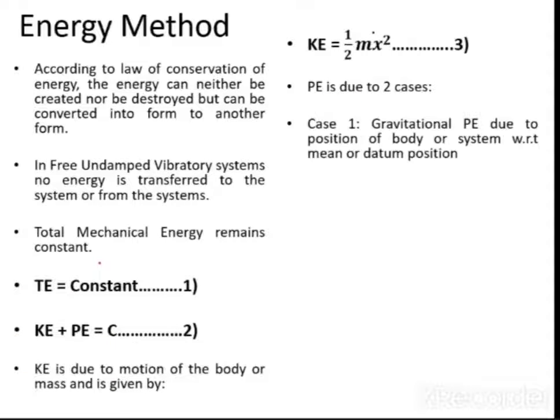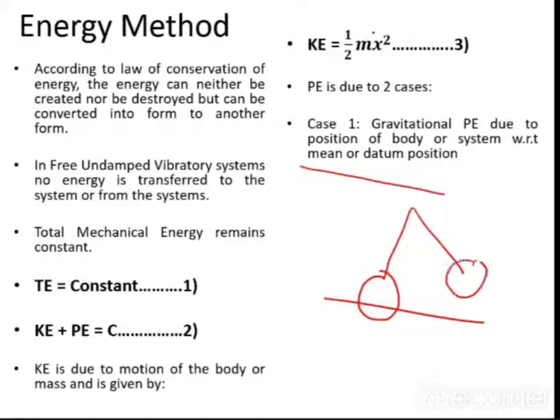What are the two cases? The first is gravitational potential energy due to the position of a body or system with respect to the mean or the datum position. For example, this is the datum position. This is the simple pendulum. Let us say this is the extreme position. So from the extreme position to this datum position, this is nothing but a height h.